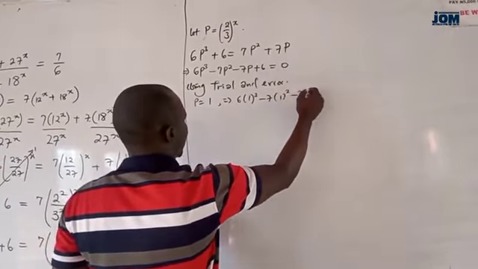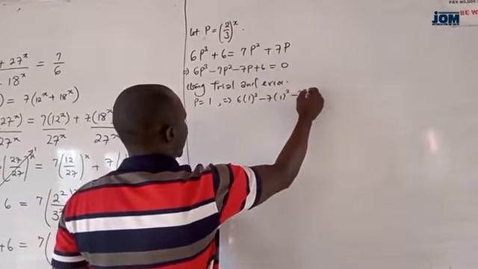Is it equal to 0? Let us see. 6(1)^3 is 6, and so we have 6 minus 7 minus 7 plus 6. Is this equal to 0? This is not equal to 0. So we cannot use p equal to 1. Let us try p equal to minus 1.